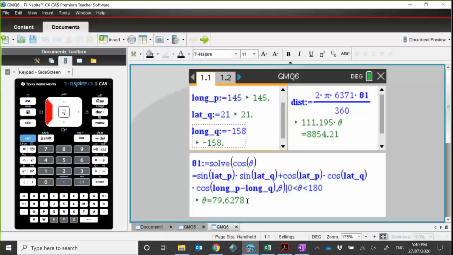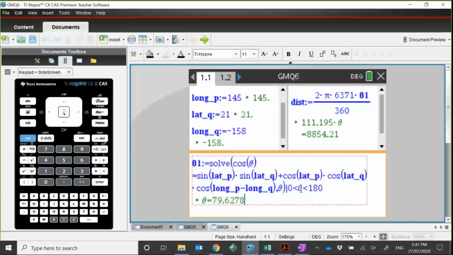The magic of the calculator is it will calculate the angle for you. That is the angular separation on the Great Circle, so 79.6 degrees. And then the calculation up here, because we're working with kilometres and it's a Great Circle, it's 2 pi r. R is the radius of the Earth, 6371. Then it's multiplying by the angle, dividing by 360. And there it is there, 8,854 kilometres.